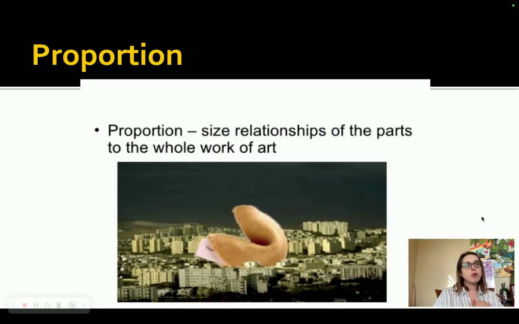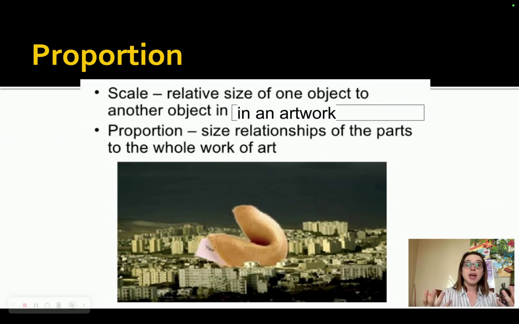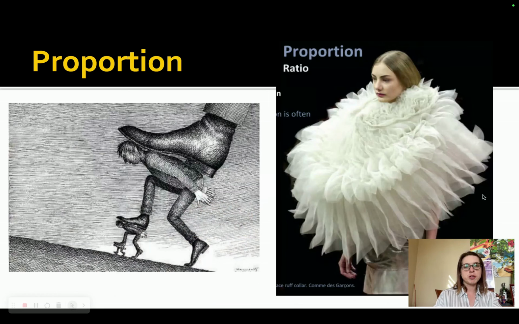Our last word is proportion. Proportion is the size relationships of the parts to the whole work of art. So in this photo, we have this cityscape with a giant fortune cookie. And so we know the proportion of the fortune cookie is big. It's large in scale. Scale is the relative size of one object to another object in an artwork. They basically go together, size and scale, talking about proportion.